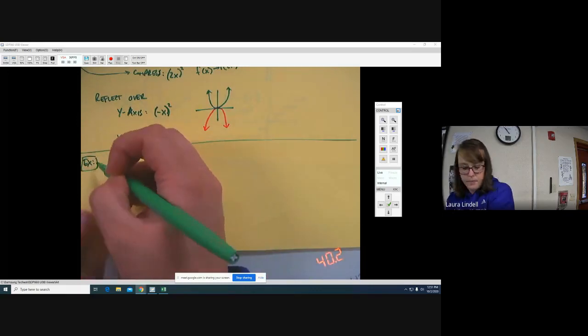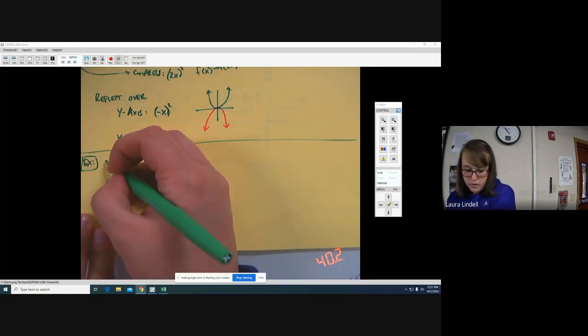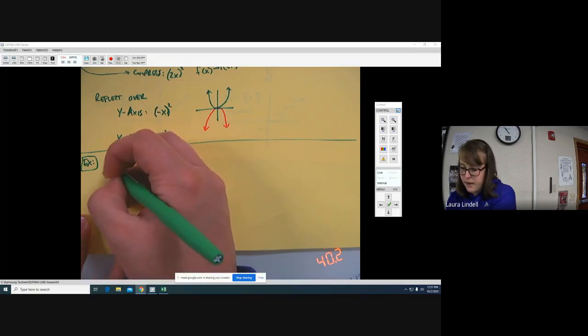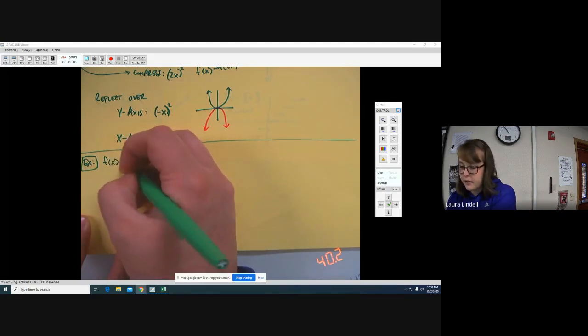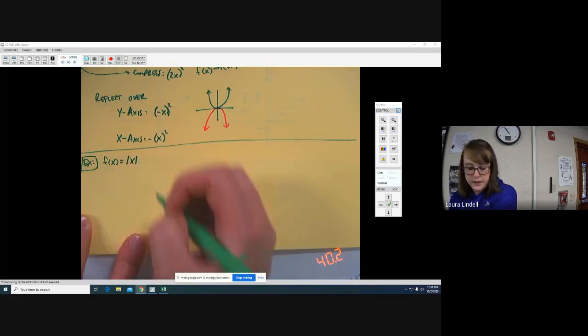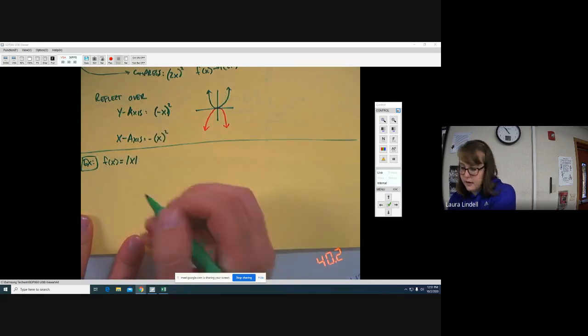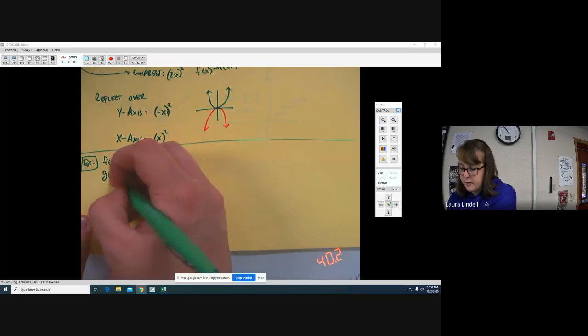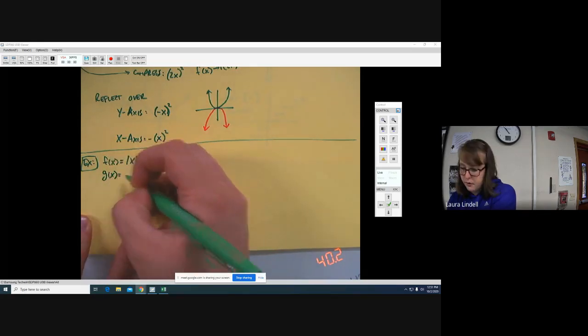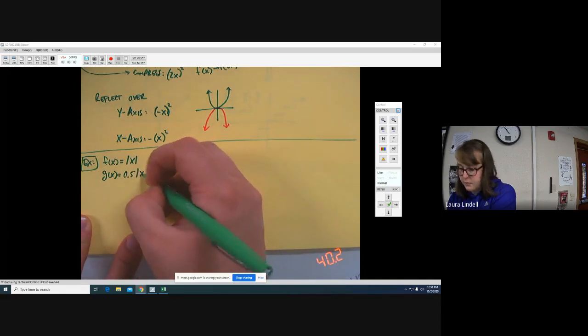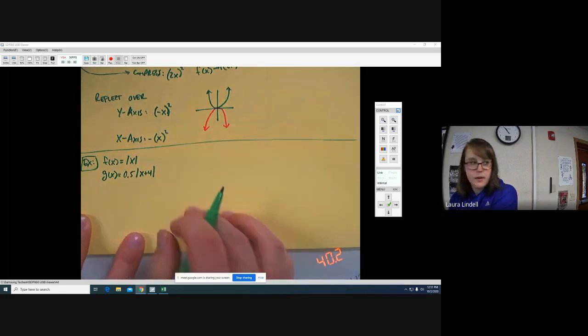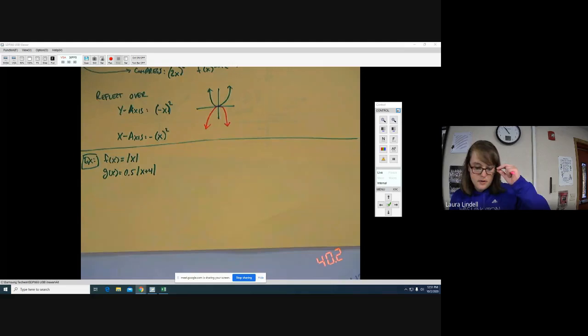An example. We're going to say f of x, the parent function, is the absolute value of x. g of x, the new function that's been transformed, is going to be 0.5 times the absolute value of x plus 4.